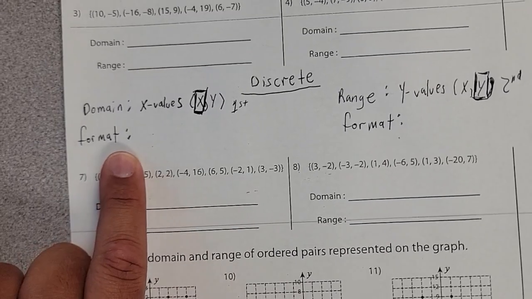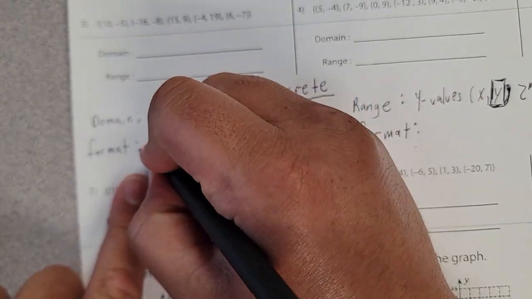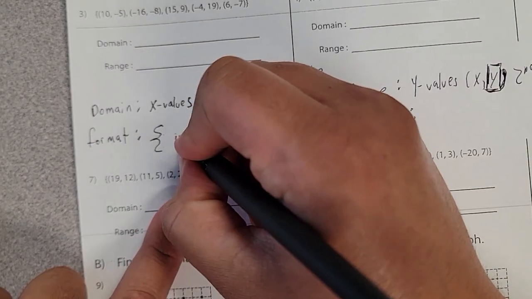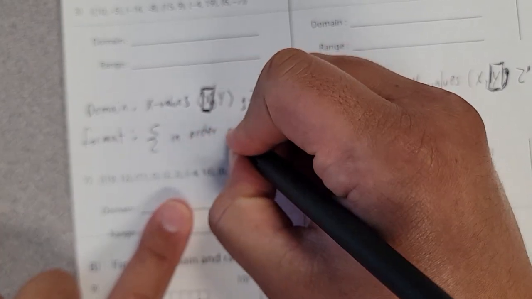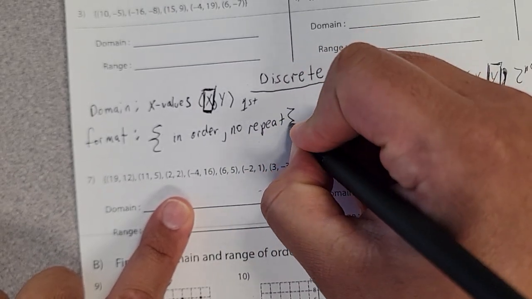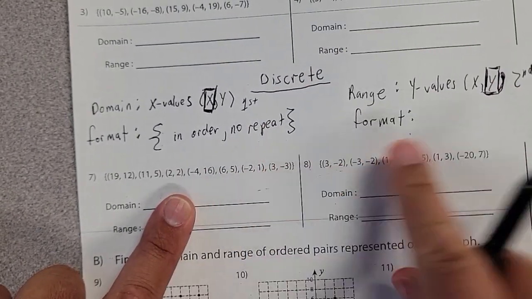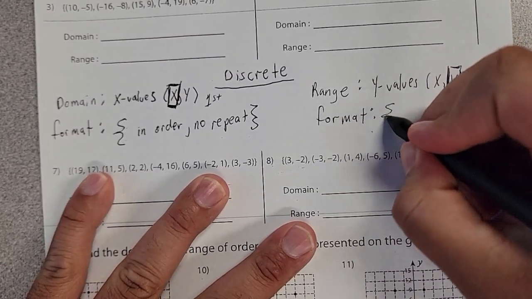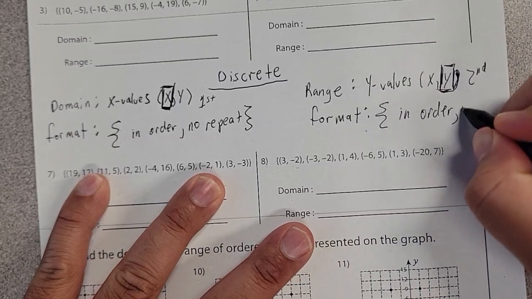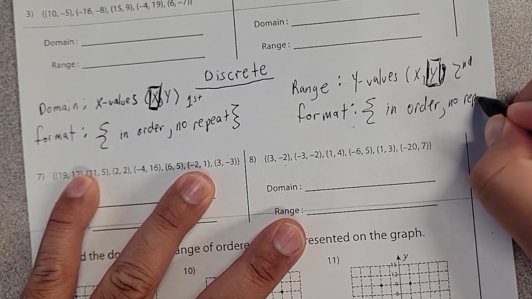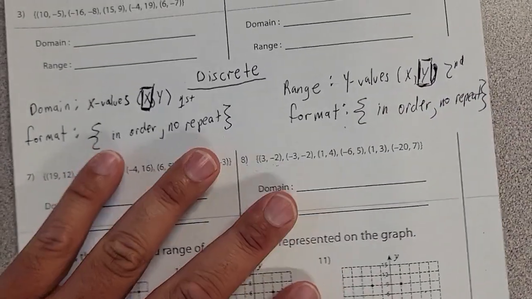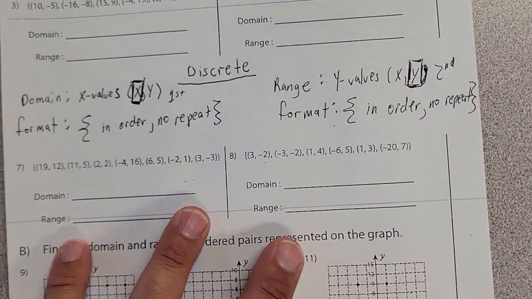So now my format, I need to have my braces, they look like this, and it needs to be in order, right? So let's put it in order, no repeat. And then put your braces. Okay, I'll explain what this means in a second. Same thing right here, guys. Put your braces. All right, it goes in order, comma, no repeat. Then put your braces. So it's a lot easier than it sounds. I know it sounds kind of complicated.